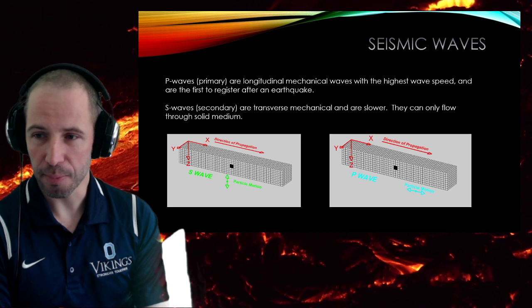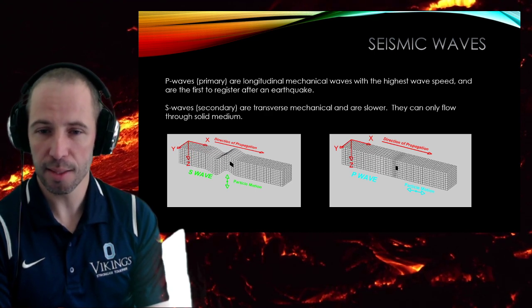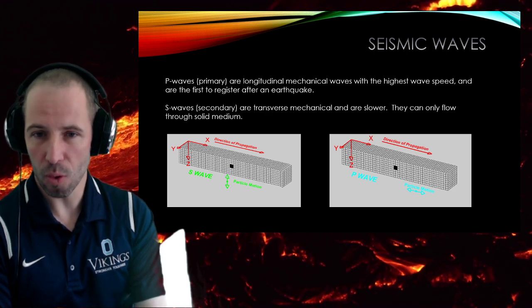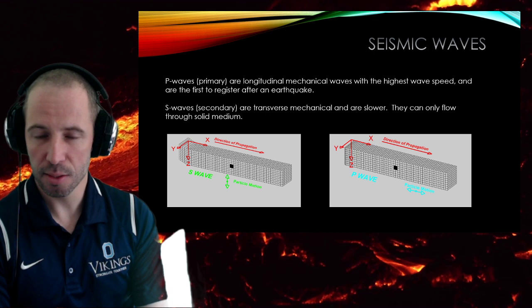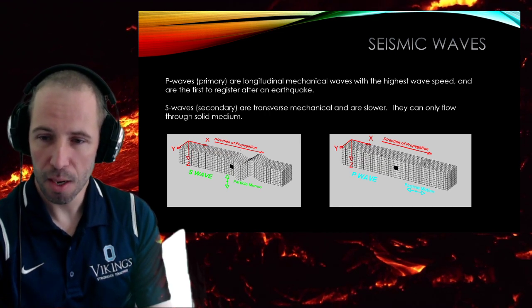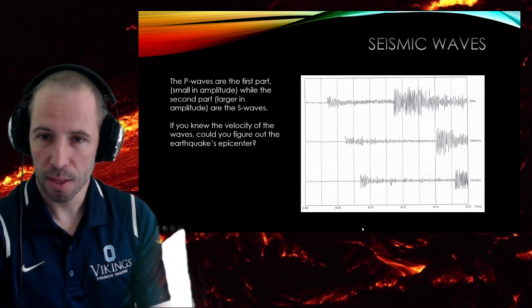Now, one other weird thing. The S waves can only go through solid medium, whereas the P waves can go through solid or liquid medium. So that's one other key distinction, and we'll review that in a little bit. All right, so let's keep going here.